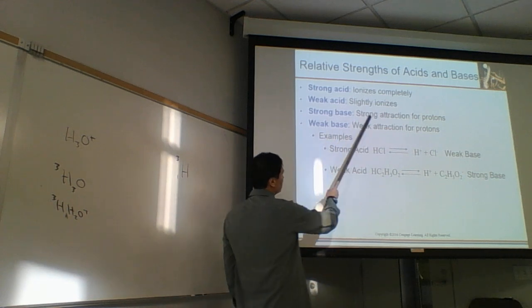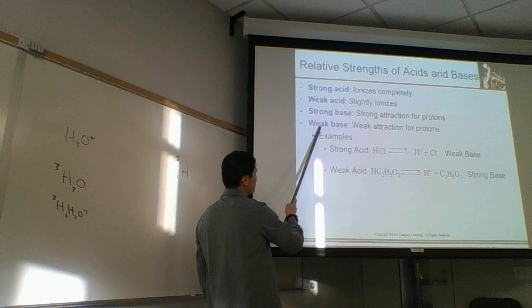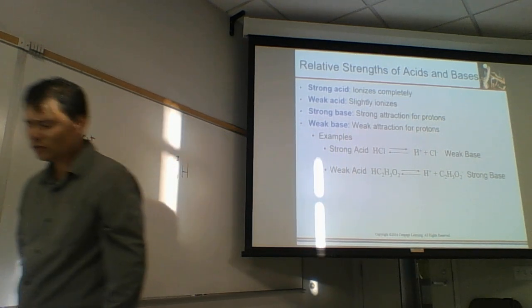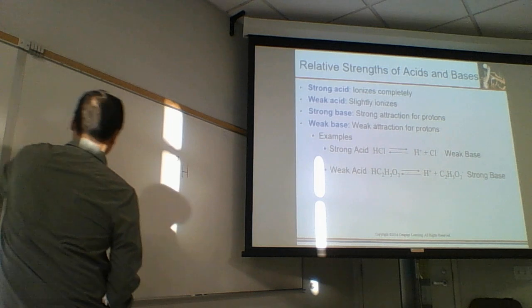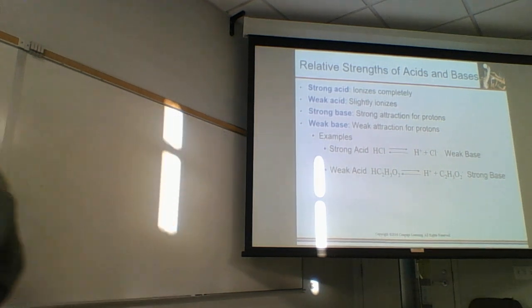Strong bases have a strong attraction for protons. These are strong Bronsted bases. Weak bases have weak attraction for protons. Strong bases hydrolyze water completely. Weak bases partially hydrolyze water. And so I'm going to draw these hydrolysis reactions a little differently here. Rather than drawing them as ionization, we'll draw them as acid-base reactions.